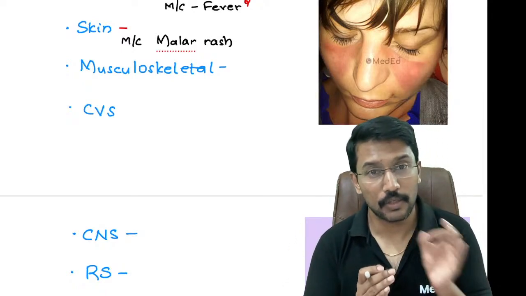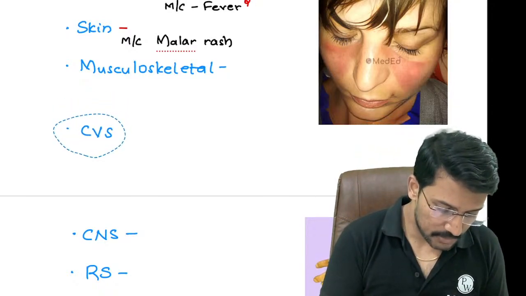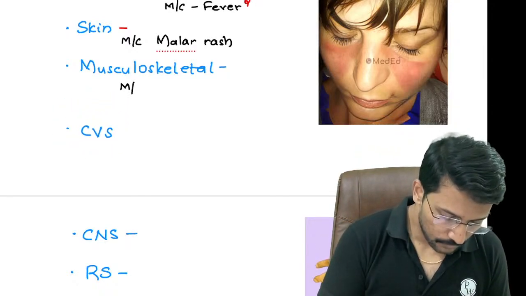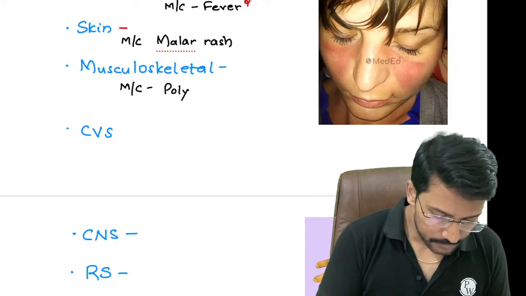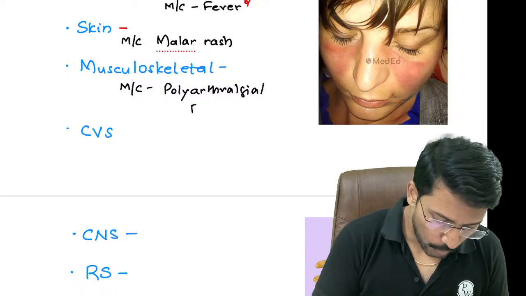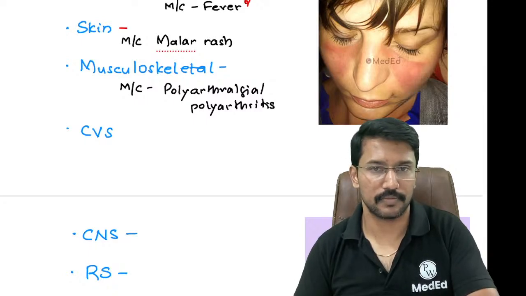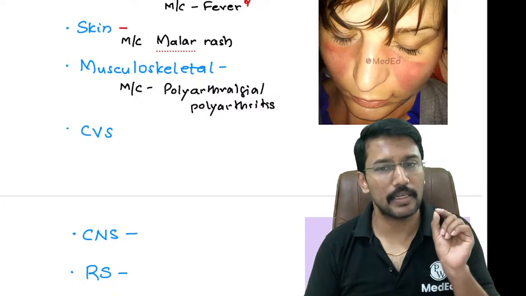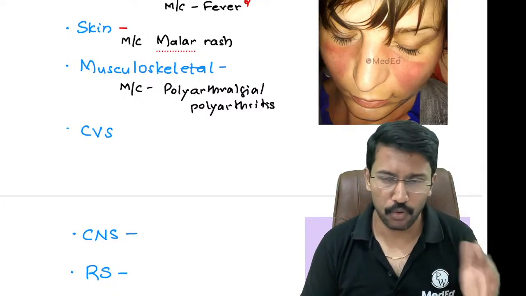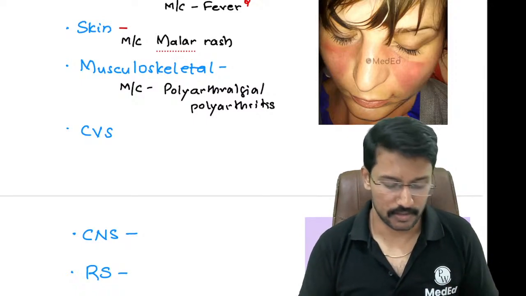That's the most common cutaneous manifestation. Now, the most common musculoskeletal manifestation is going to be polyarthralgia or polyarthritis. So can anybody tell me what do I mean by polyarthritis? See, when there is inflammation of one joint, we call it monoarthritis, right? But we have two more terms, polyarthritis, oligoarthritis.